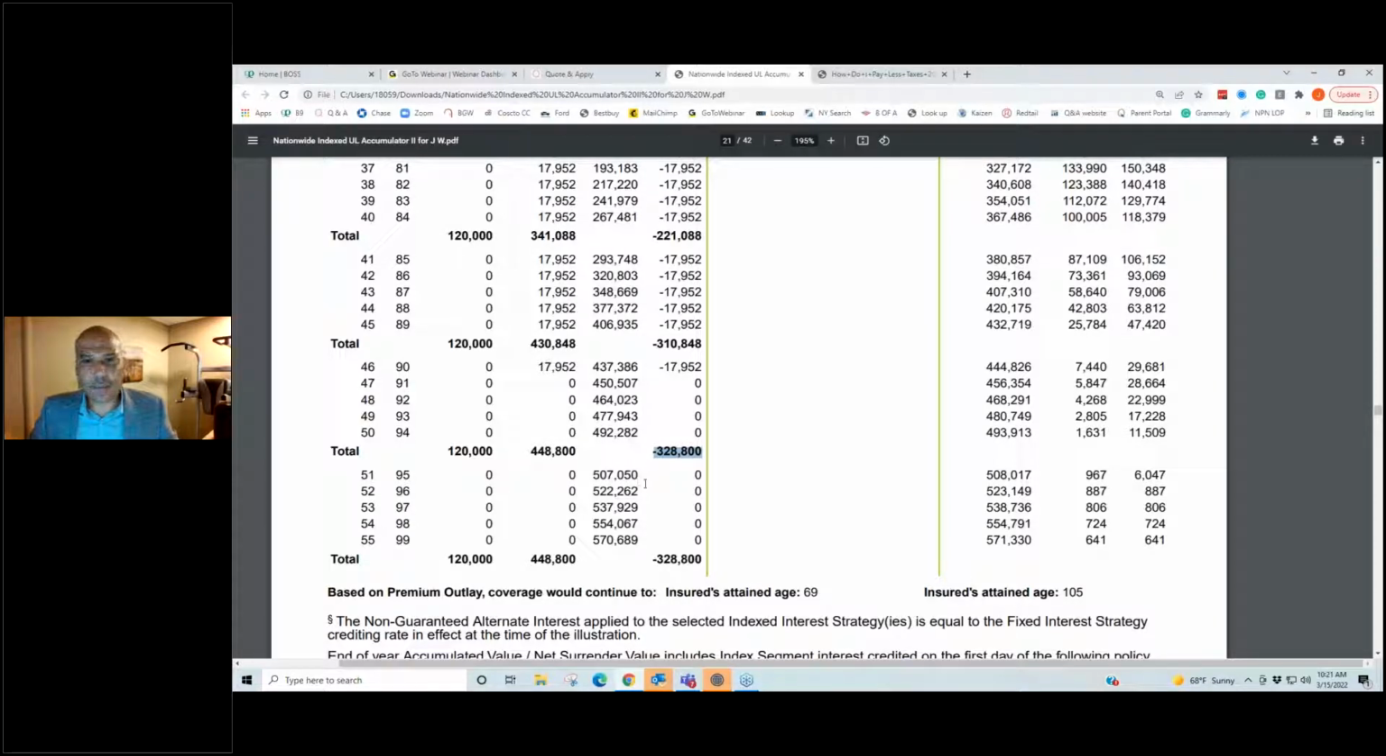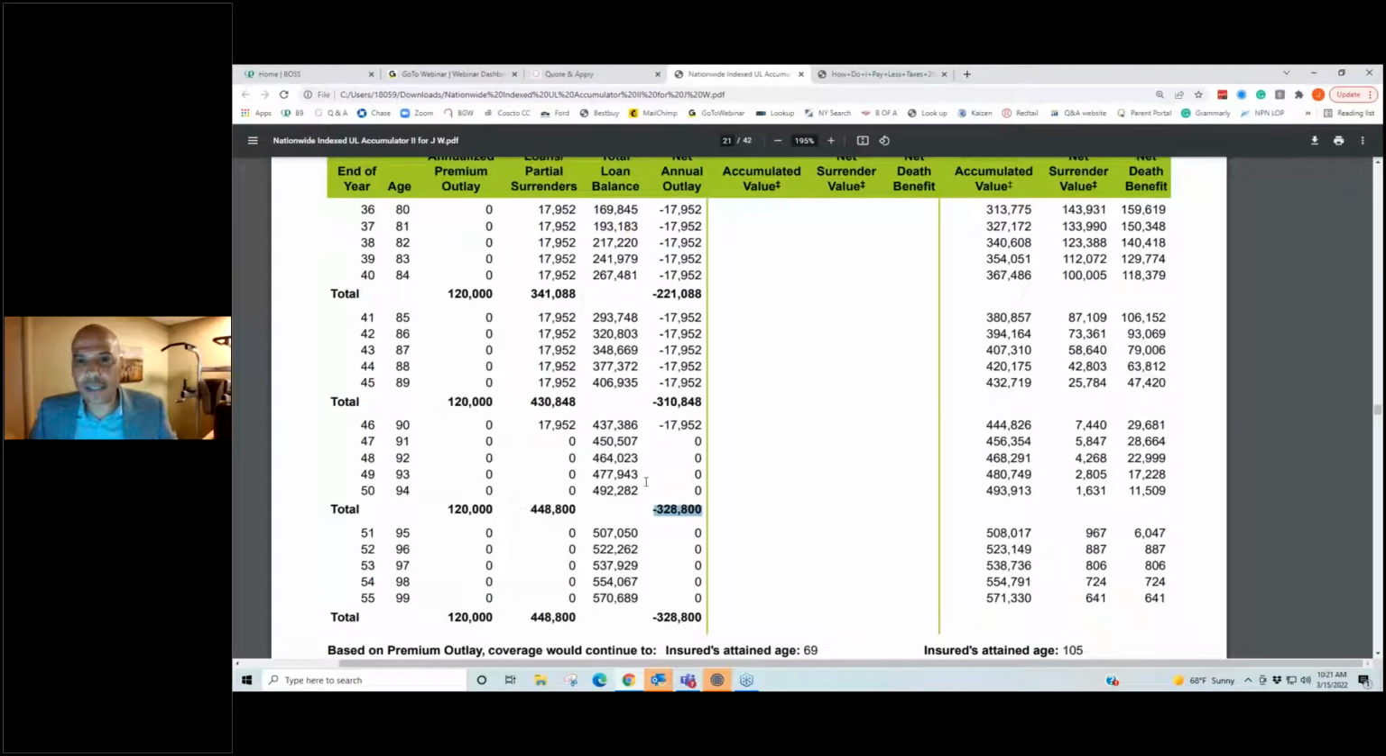The question I like to ask business owners and most people, where do you think taxes are going? Are they going down or are they going up? And obviously, most of us will say taxes are going to be going up.